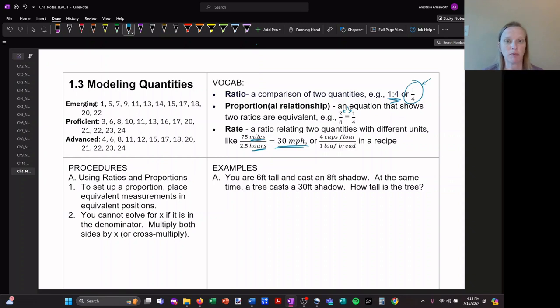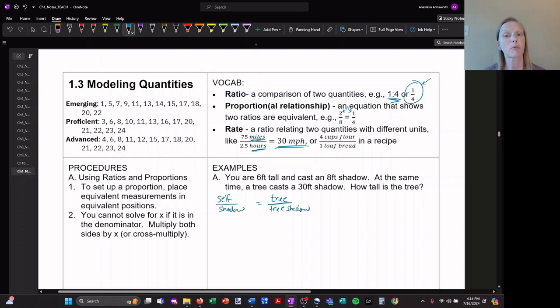The first example of ratio problems that we're going to look at is setting up a proportional relationship using shadow problems. So if you are 6 feet tall and you cast an 8-foot shadow, then the fraction, the division problem created by your own height and your shadow, is going to be proportional to any other object with its shadow at the same time of day. If you wait an hour later, your shadow is going to be a different length. But at the exact same time of day, this ratio is going to be equivalent to the ratio between the tree and the tree shadow.